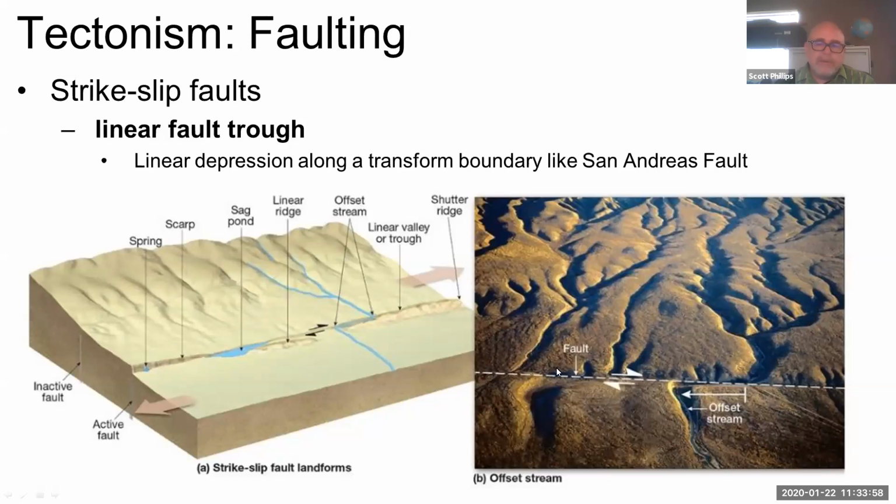You can end up with a linear depression or linear trough called a linear fault trough. And this is a depression along the ground. And one thing that kind of gives it away is in some places you have streams that come up to the fault and then take a turn and then zigzag away again. So here you can see streams that have been moved along over time as the Pacific Plate has sort of crept its way northward. And you can actually see the fault underneath here.